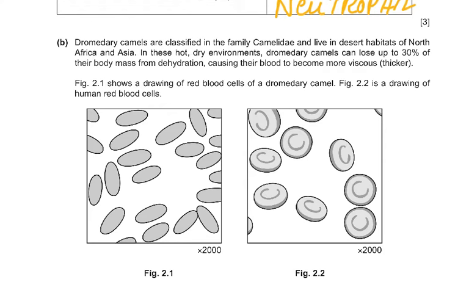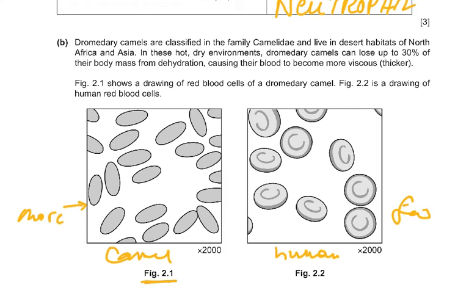So less fluid in it, it becomes very thick. Figure 2.1 shows a drawing of red blood cells of a camel. So this is the one of the camel. Let's write it on here. And this is a drawing of a human red blood cell. Well, we know that. So now looking at it, what is the difference? Now these are smaller, these are elliptical, those are round, and these are fewer, they are more.